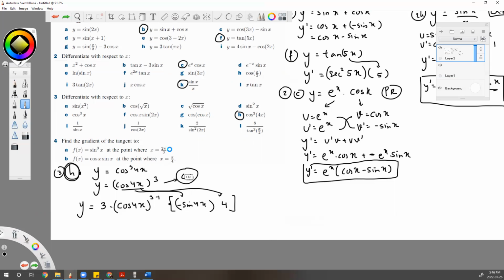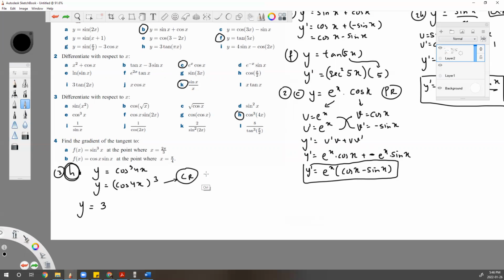You need to focus here. I want to repeat one more time because I'm quite surprised with this kind of question. First thing first, the first chain rule will be like this, right? If y equals u to the power n, then dy/dx equals n times u to the power n minus 1 times u', right? So n is 3, cos 4x to the power of 3 minus 1 times the u', the derivative of the trigonometric function.